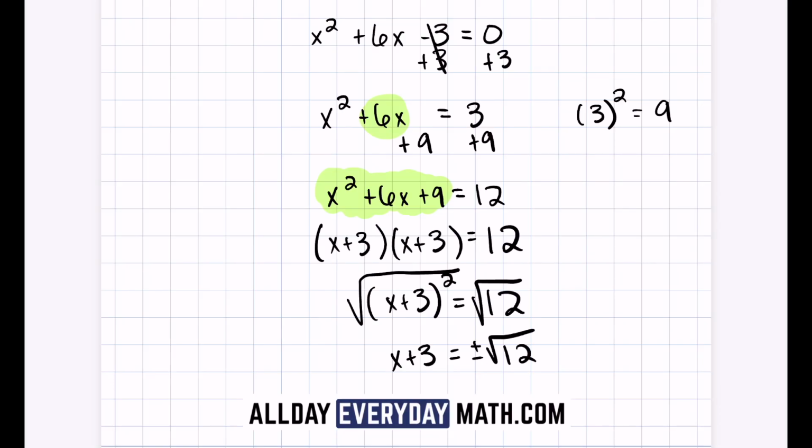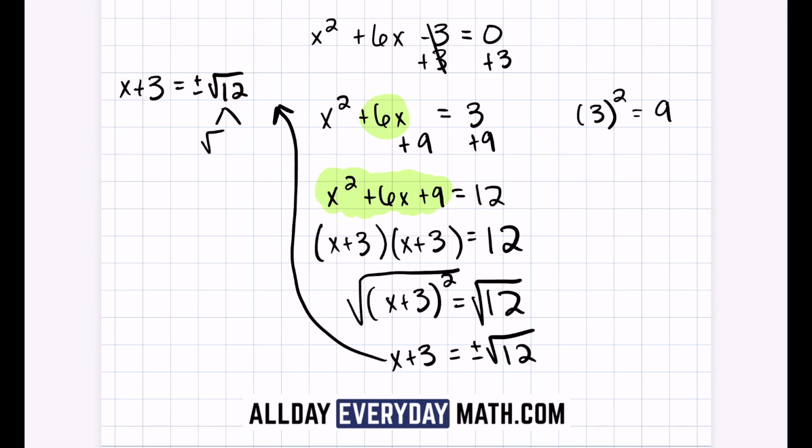root of 12. So from here, we can actually rewrite the square root of 12 as the square root of 4 times the square root of 3. And then we'll bring down x plus 3. And so we can't reduce the square root of 3, but the square root of 4 is just 2 because 2 times 2 equals 4. So this is actually x plus 3 is equal to plus or minus 2 times the square root of 3.